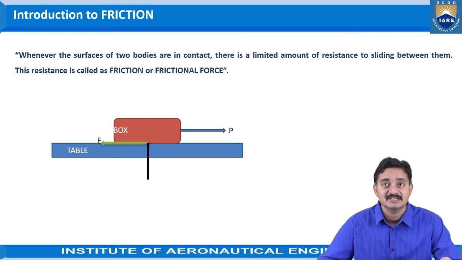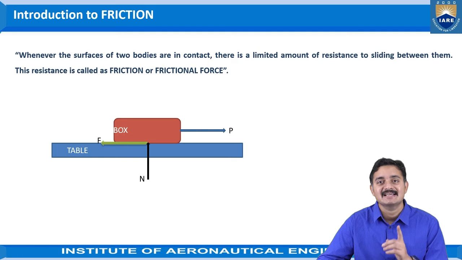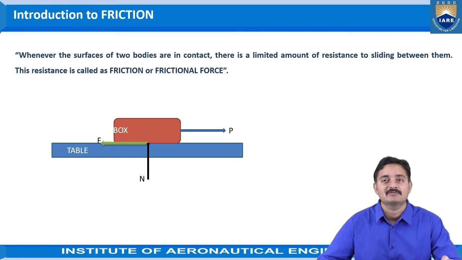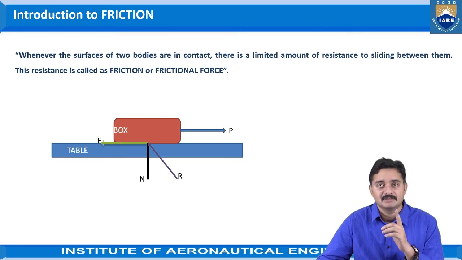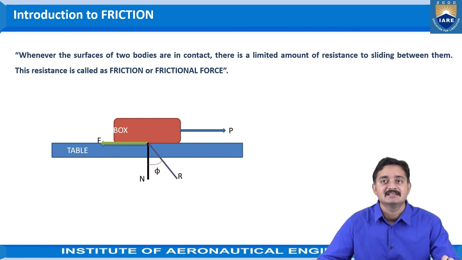And because of the friction applied here, the weight of the box gives us the term called normal reaction, where the normal reaction always acts towards the object and at the point of contact of the surface. And this is called the resultant reaction, where the reaction between the frictional force and normal reaction becomes the resultant reaction. And this phi, the inclination of the resultant reaction, is called the friction angle.